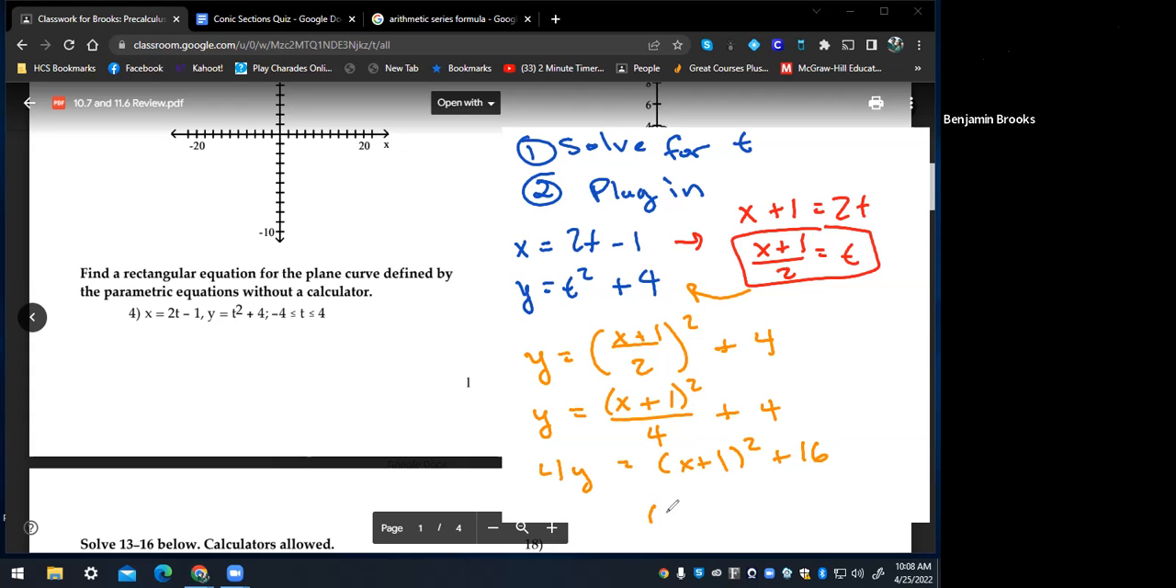Subtract 16. So I end up with (x plus 1) squared equals 4y plus 16. Or even if I wanted to be even cleaner, I could factor a 4 out of the left side, and that would finally give me a final answer of (x plus 1) squared equals 4y plus 4. Yes, minus 16, my bad. You are correct.